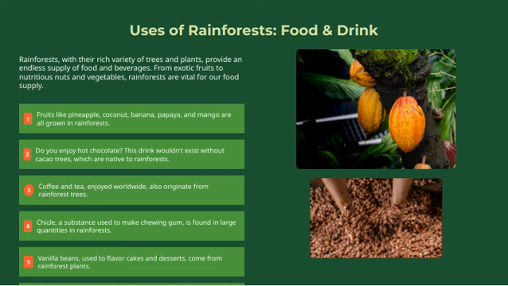Nuts like cashews, peanuts, and Brazil nuts also thrive in these lush environments, providing us with healthy snacks and ingredients. So, as you can see, rainforests are vital not just for the environment, but also for the food and beverages we rely on every day. Let's test your knowledge with a quick rainforest foods quiz.